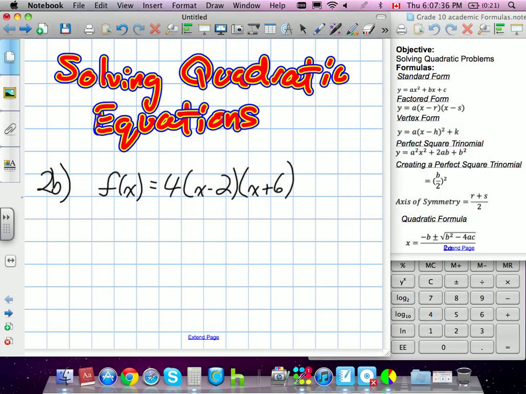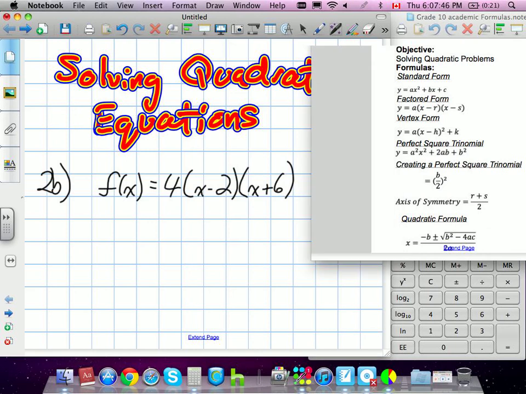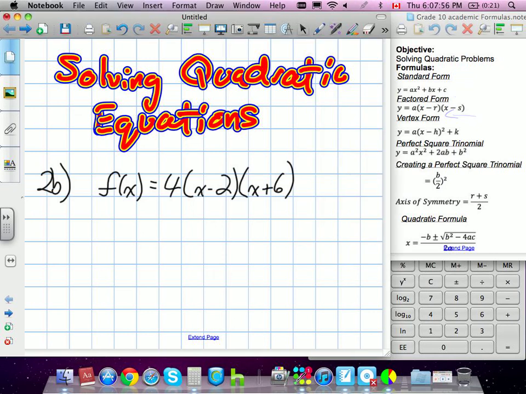Okay, so we're going over solving quadratic equations, and this question asks us to find the coordinates of the vertex. First thing we have to figure out is which form this is in. There are three forms: standard, factored, and vertex. Which of the three forms is this quadratic in right now? What has two brackets? Yeah, it's in factored form.